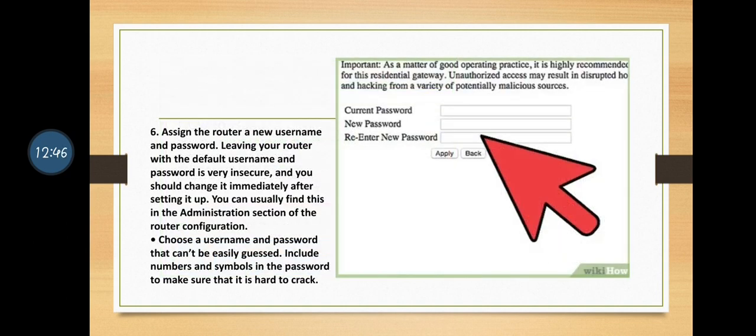Number 6. Assign the router a new username and password. Leaving a router with a default username and password is very insecure, and you should change it immediately after setting it up. You can usually find this in the administration section of the router's configuration. Choose a username and password that can't be easily guessed. Include numbers and symbols in a password to make sure that it's hard to crack by hackers or intruders.